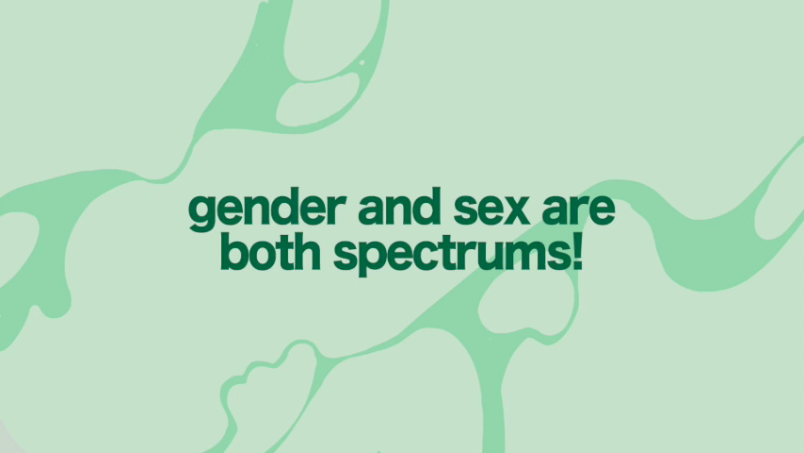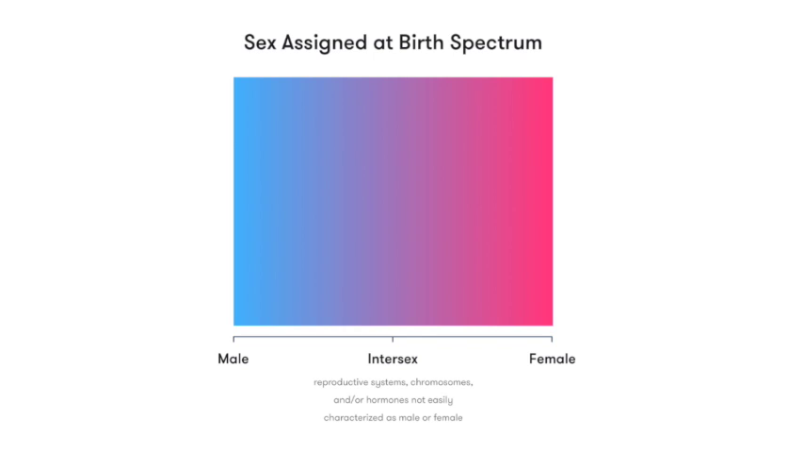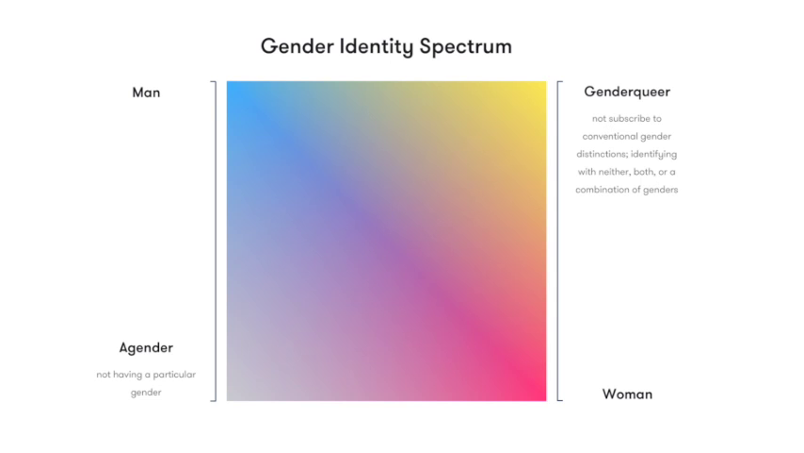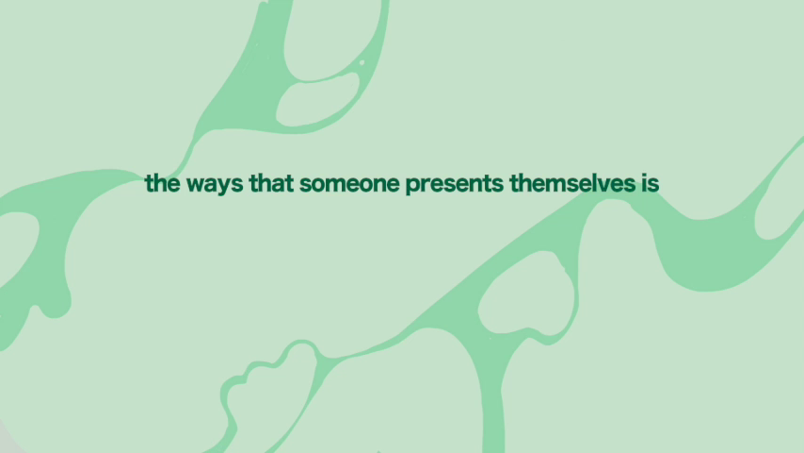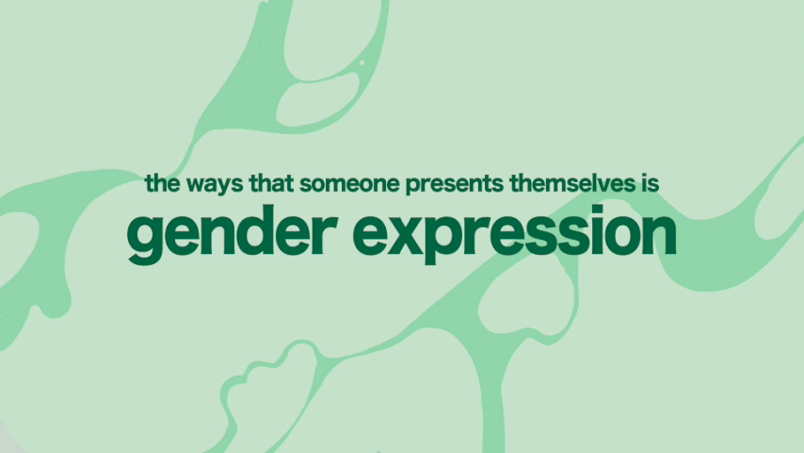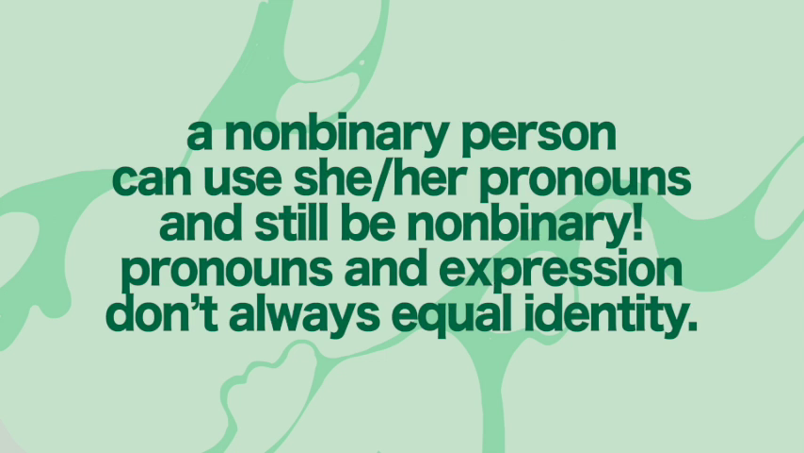Gender and sex are both spectrums, meaning that they're more of a gradual scale rather than a matter of this or that. For sex, people can identify as male, female, or intersex. With gender, our society recognizes the binary categories of men and women, but there are also genders between and outside the binary. The ways that someone presents themselves or their gender is called gender expression. It is not the same as gender identity, and it refers to the pronouns someone uses, their appearance, and more. For example, a non-binary person can use she, her pronouns and still identify as non-binary.